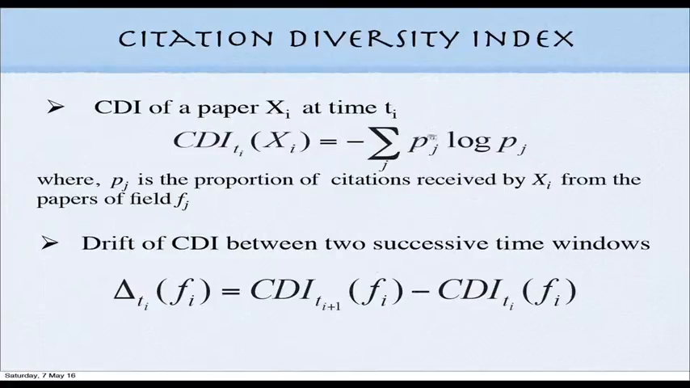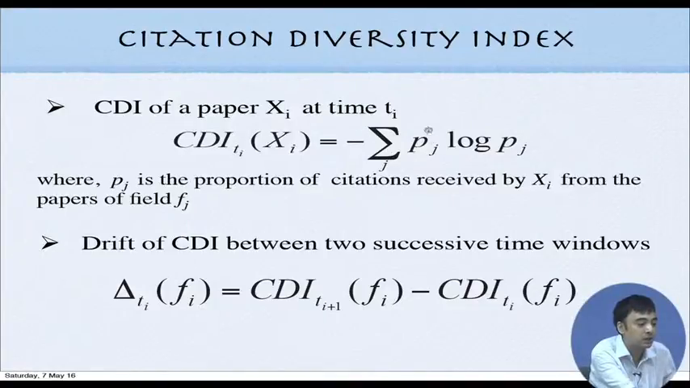We have already discussed how to define citation diversity. It's again the proportion of papers from different fields citing the papers in a particular field, p_j log p_j. So sum over all such proportions, sum over all p_j log p_j, where j is a particular field. Now this actually defines the entropy. The notion is exactly similar to the reference diversity index. Since this is a time varying quantity, we find the difference in CDI values over consecutive time periods. Here, for our analysis, we have kept the time period equal to 1.